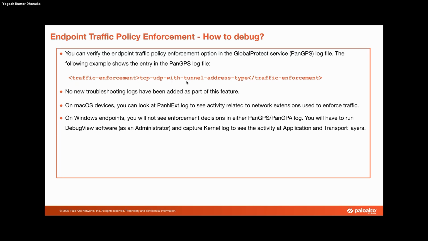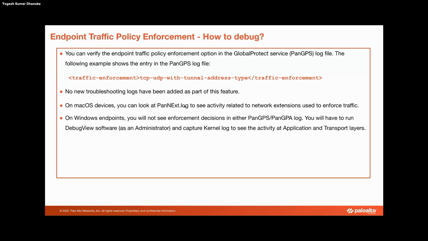on the type of filtering that you've enabled, TCP, UDP, or all traffic. We can simply search for traffic enforcement and would see what type of option. In this one, we have TCP UDP with tunnel address type, so either IPv4 tunnel or IPv6 tunnel. And then we are blocking TCP and UDP traffic.